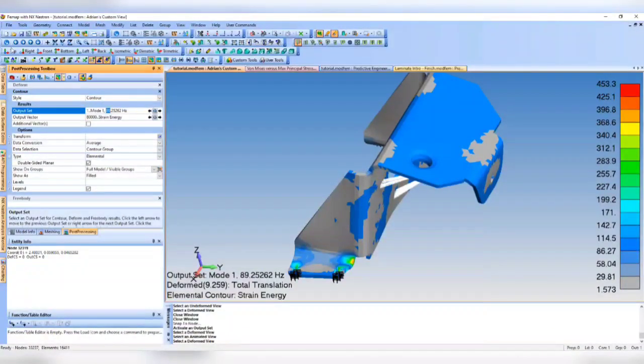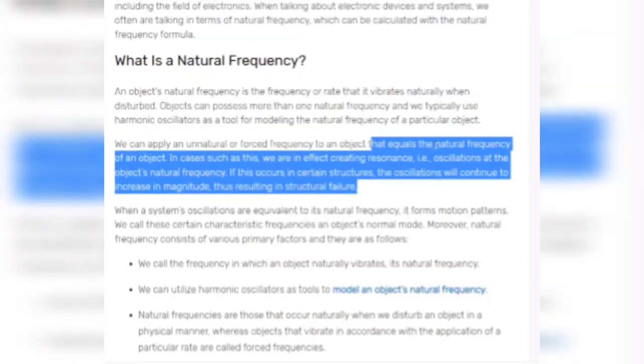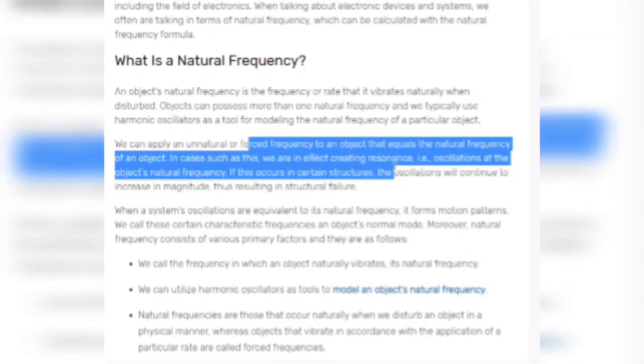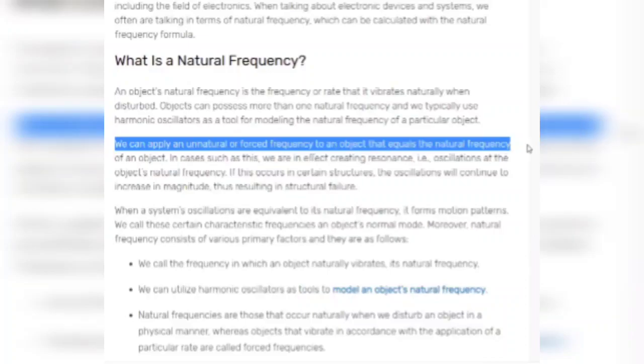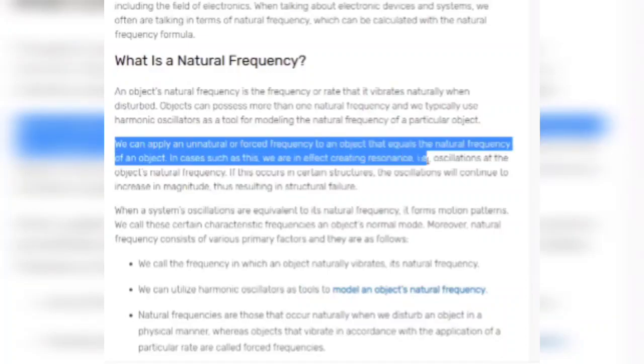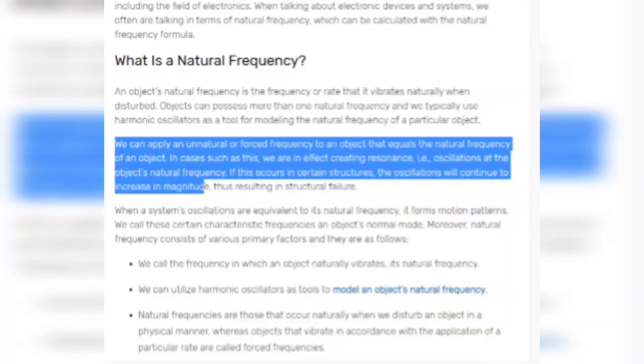That's obviously not a good thing, right? Because then we start getting into that phenomenon called resonance. We can apply an unnatural or forced frequency to an object that equals the natural frequency of the object. In cases such as this, we are in effect creating resonance, oscillations at the object's natural frequency. And this is not a good thing because you get increased magnitude of oscillations, which will result in structural failure.